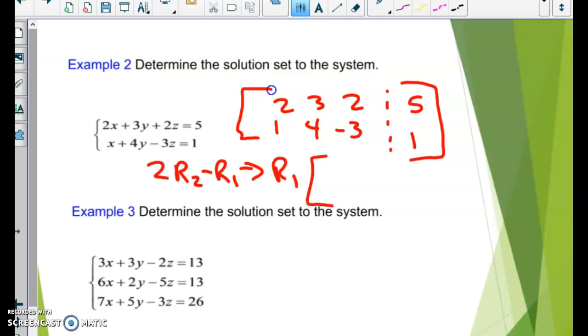And if I do that, the first row stays the same. Putting it in row 2, 2 times 1 is 2, minus 2 gives me 0. 2 times 4 is 8, minus 3 is 5. 2 times negative 3 is negative 6, minus 2 is negative 8. And 2 minus 5 is negative 3. So I can do the operations without the x's, y's, and z's in there.